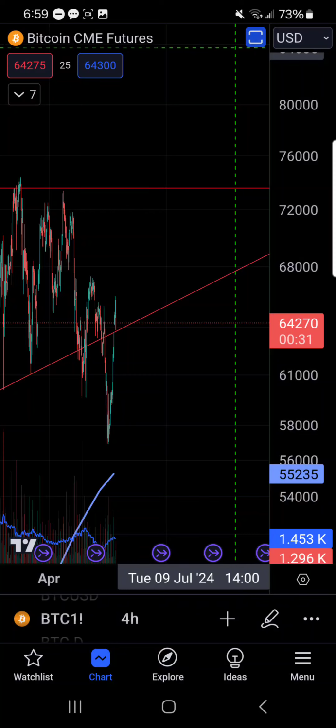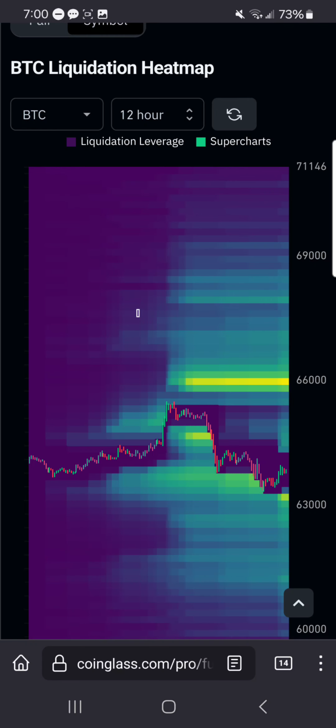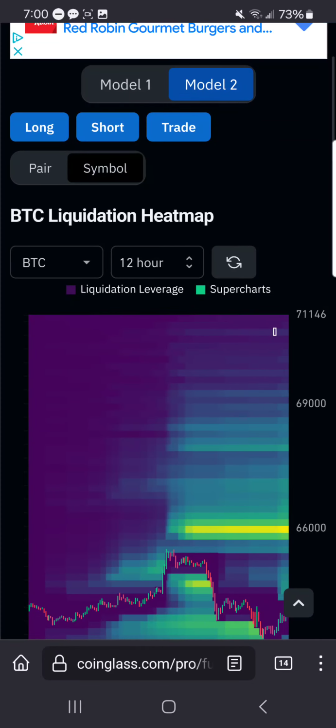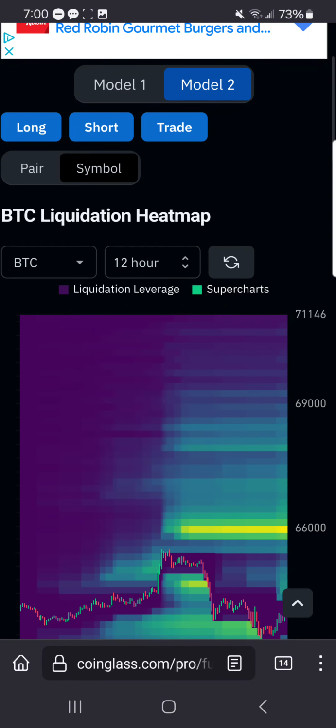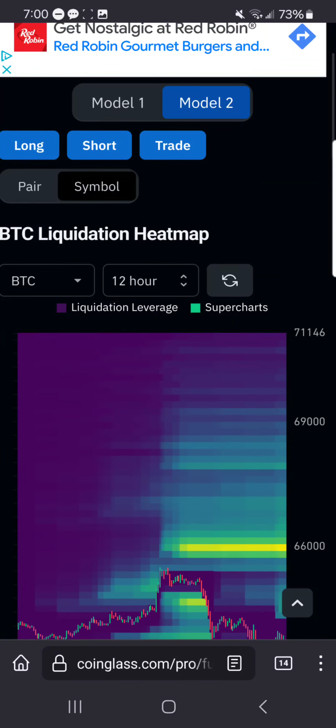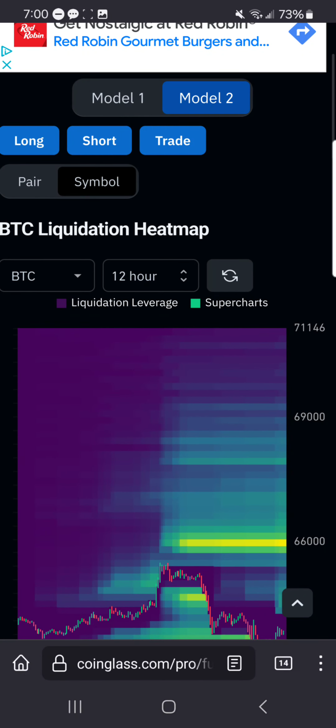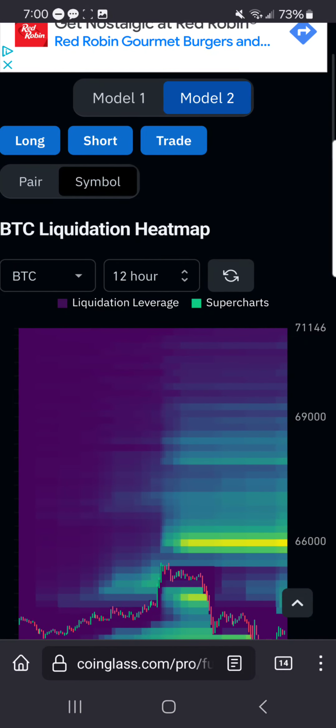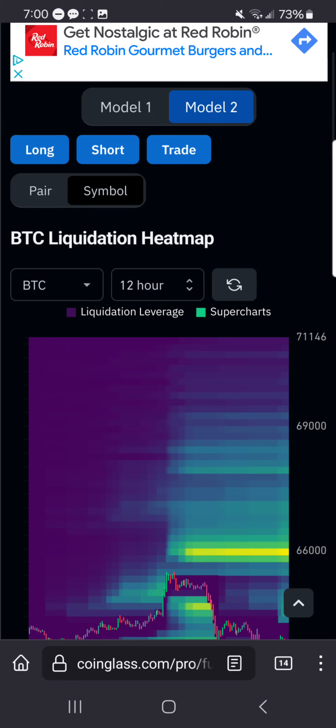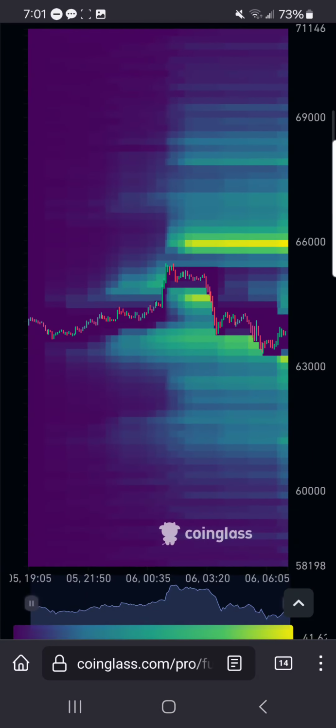So let's look at the liquidation heat map. I've got the settings, and I'm looking at the symbol. It's a grouping of some sort of all the exchanges, and I have it on the 12-hour time frame. We're using the Model 2 on CoinGlass. And so this is what we did here. We came up, got those guys liquidated for a little short squeeze. And then we came back down and got all these longs liquidated.